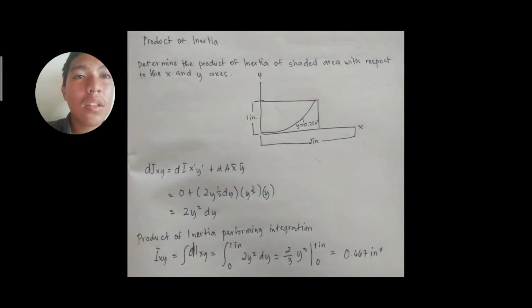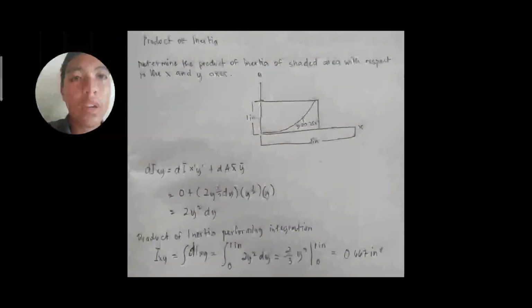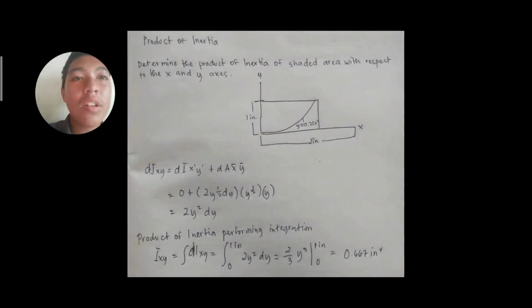2y, 1/2 dy multiplied by y, 1/2 times y. It is equal to 2y squared dy. Product of inertia, performing integration. This is the formula for us to get the answer.